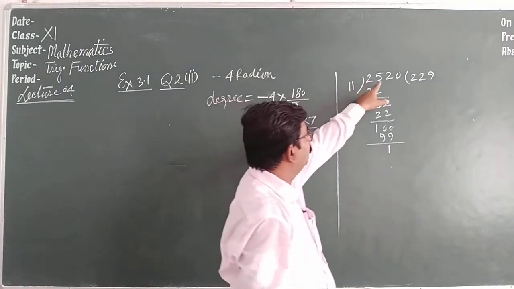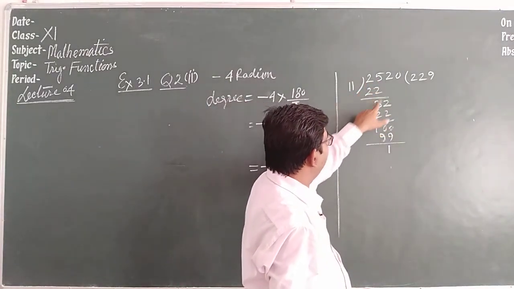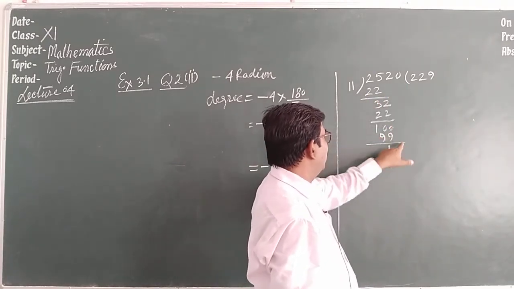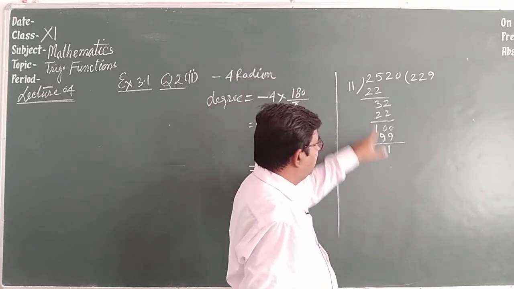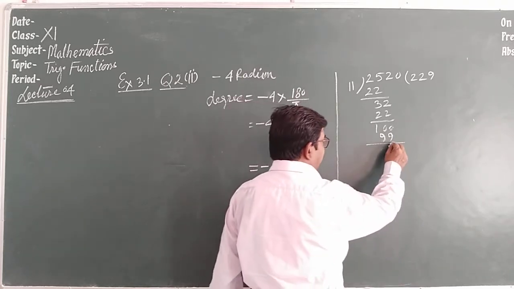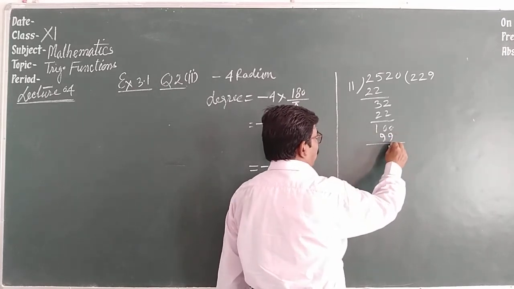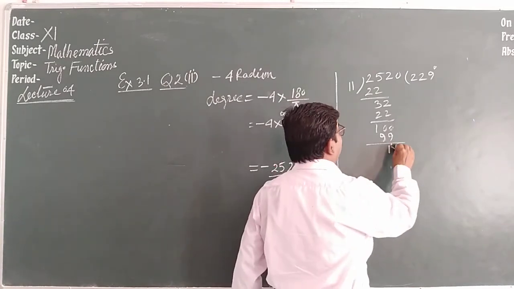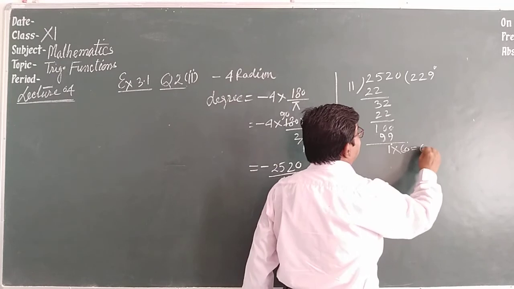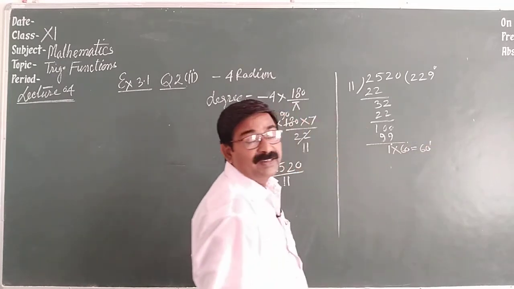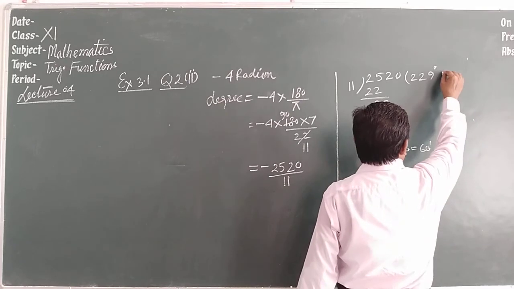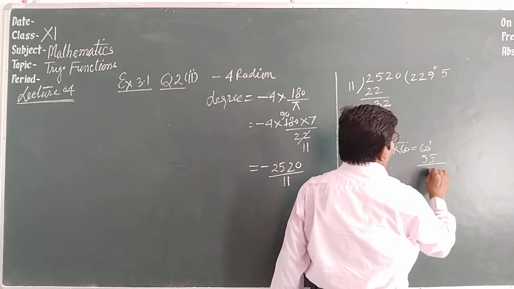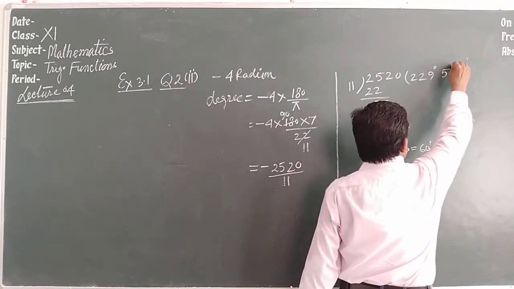Check it: 11 2s are 22, taking 3, remainder 3, this comes 10, taking this 0, 11 9s are 99, so this 1 cannot be divided by 11, and this is degree, which means we have 229 degree. Now this remainder can be converted into minutes, so this is 60 minutes. Now divide 60 by 11, 11 5s are 55, we get 5 minutes.